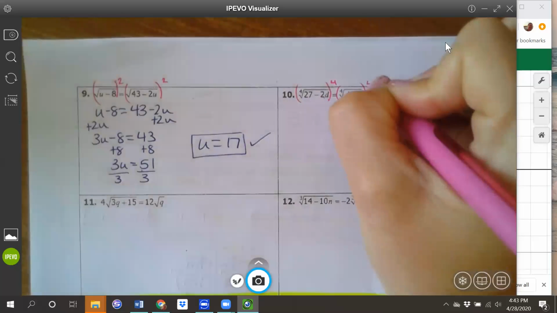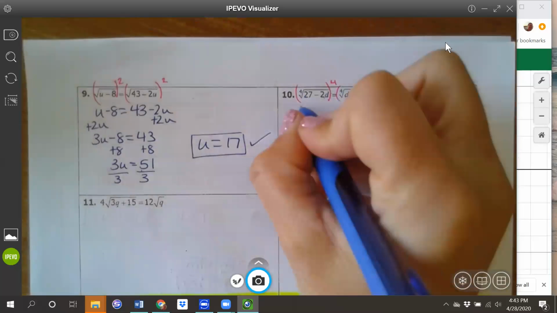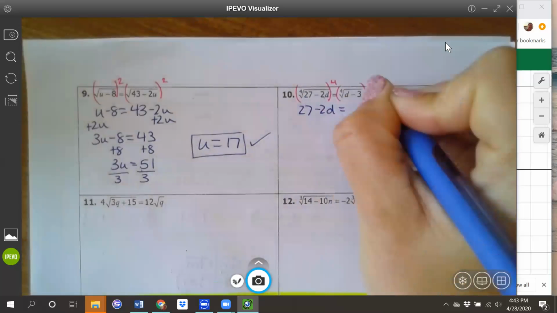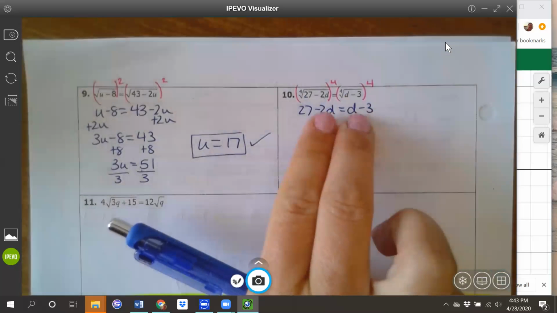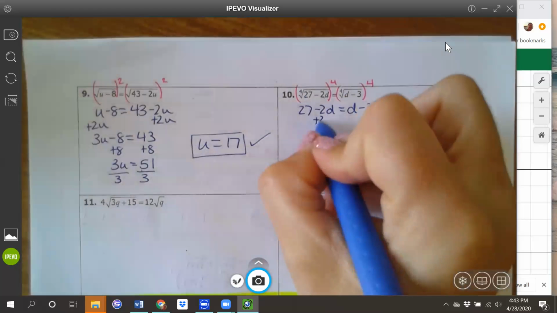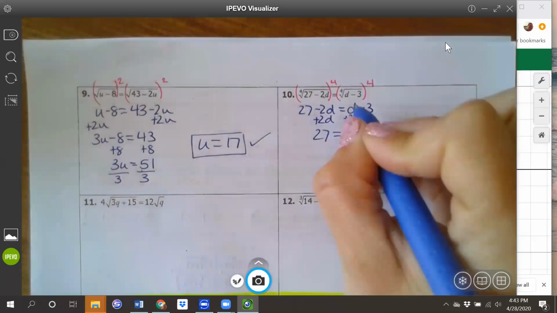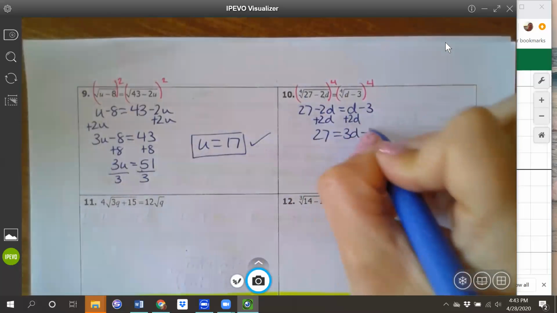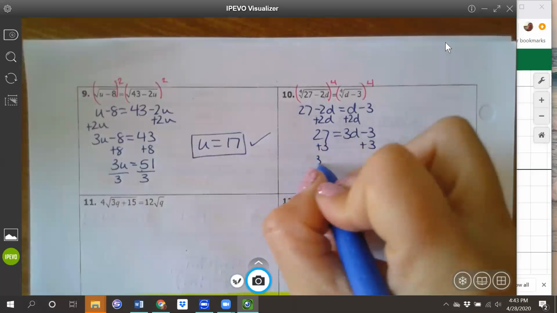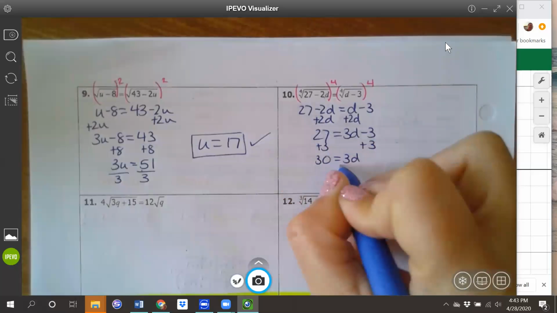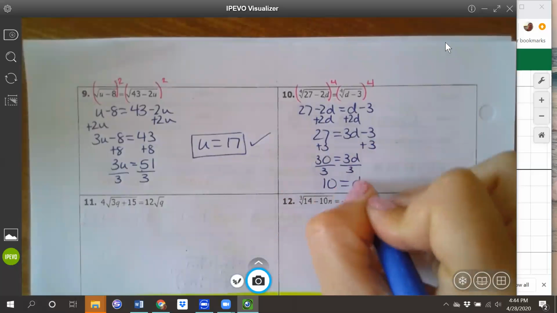Raise it to the fourth power on both sides. The fourth power and the fourth root are going to knock each other out. Again, the fourth power and the fourth root are going to knock each other out. And now I need to get my d's together. I'm going to move the smaller of the d's, plus 2d on both sides. So 27 is equal to 1d plus 2d is 3d. Adding 3 on both sides, 27 plus 3 is 30. And then divide both sides by 3. So 30 divided by 3 is 10.